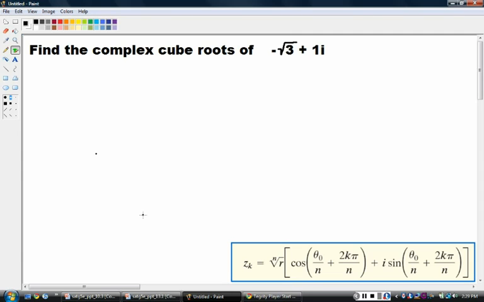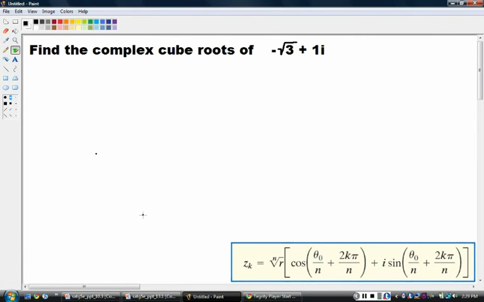There's exactly 3 cube roots for any complex number. So we've got to find all 3 of them, right? Our answer will have 3 answers. So if you look at this theorem down here, we'll get into it in a little bit, but the first thing you have to realize is that it's given in terms of the polar version of the complex number.